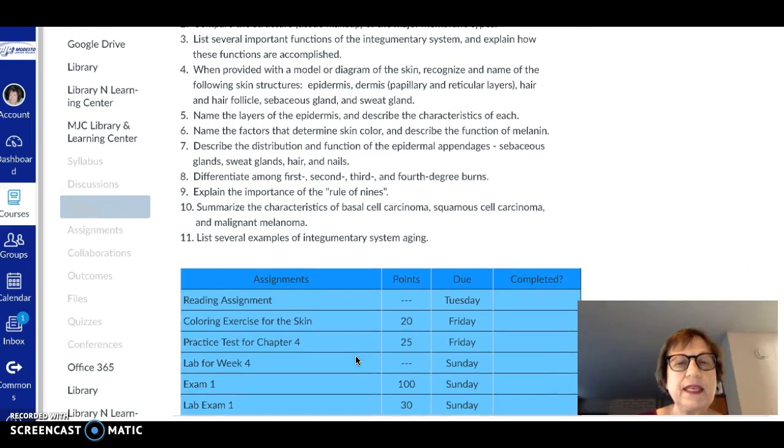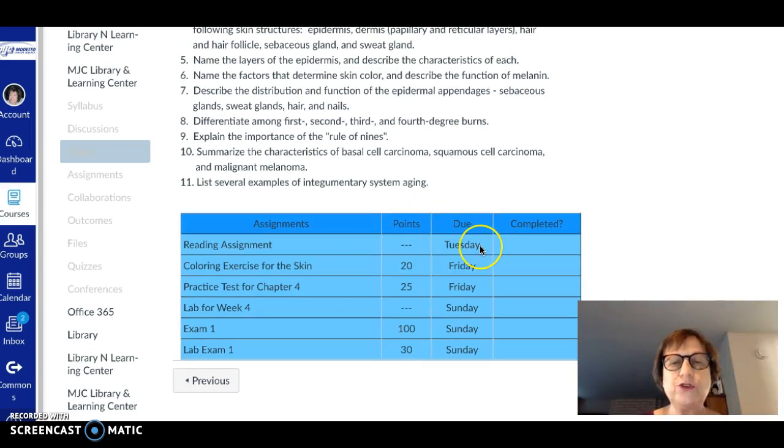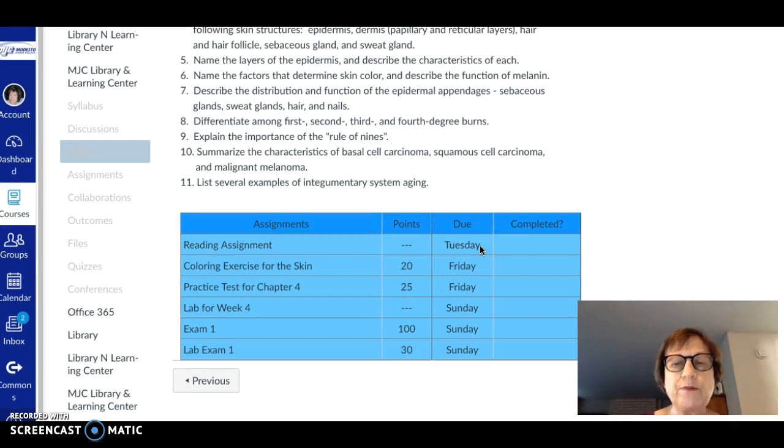Every week you have the assignment table. And the assignment tells you the things that are due that week and what day of the week they're due. So you should have read chapter 4 by Tuesday. And we have one assignment this week besides our practice test and our exams.